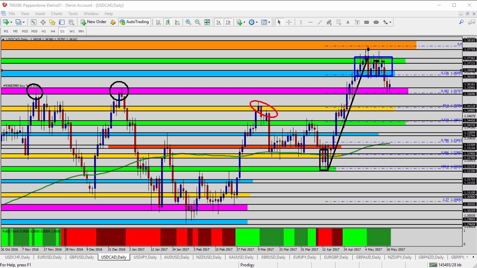But now that we're down here, the market's been able to find support here for about 3 days now, and now we're looking for that retracement, that pushback higher for the USDCAD. Let's take a look at this pink shaded area here.